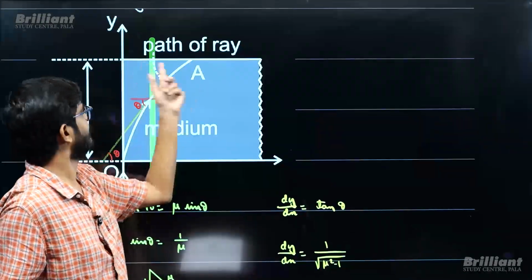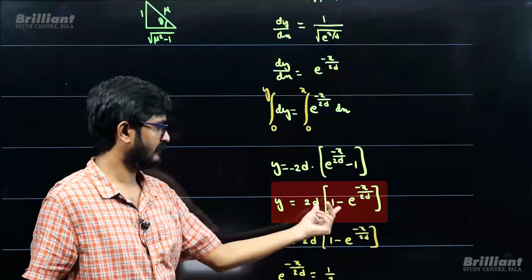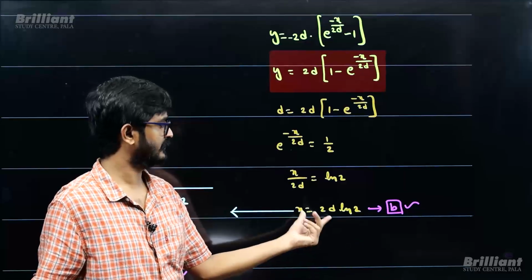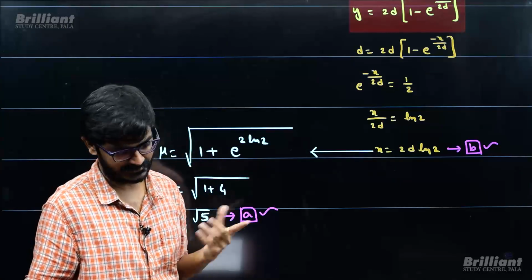So when y is d, what is the value of x we need to find. Once I know the value of x, I can substitute it back to get the refractive index, right? 1 plus e power x by d.